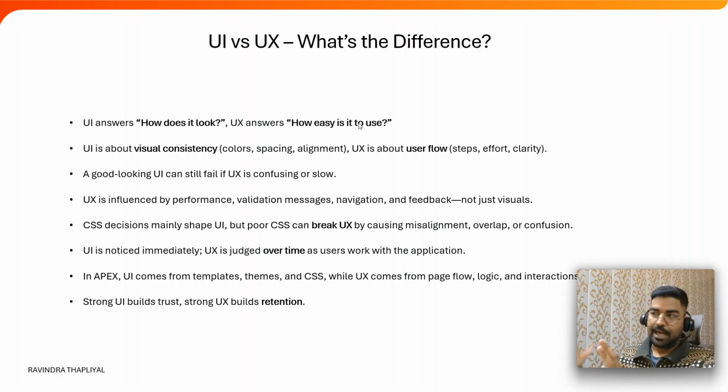All data is there, data is fetched from the backend. Whatever he needs should be on the application, in his eyes, at his fingertips. So this is the agenda. You have to understand the agenda first. Then we have CSS decisions, which mainly shape the UI, but poor CSS can break UX by causing misalignment.